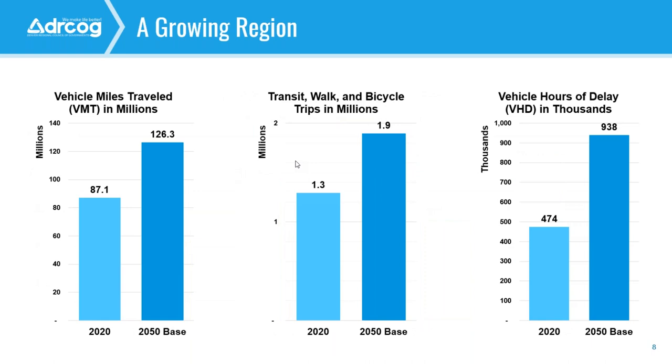Once we get into the actual outcomes and comparisons of each of the scenarios, we're going to be showing you three metrics. One is vehicle miles traveled, the other is transit, walk and bicycle trips, and the final is vehicle hours of delay. We wanted to introduce them to you here so you can see where we are right now in 2020 and where we're projecting to be in 2050. As with our population and employment projections, we're expecting each of these to increase out to 2050. I will note that on these, you're seeing these values represented as raw numbers and values.